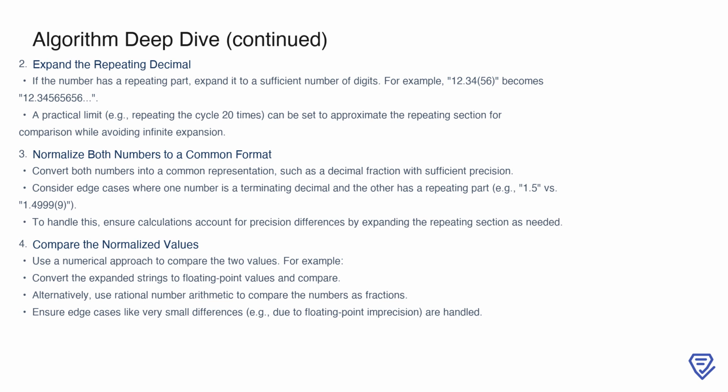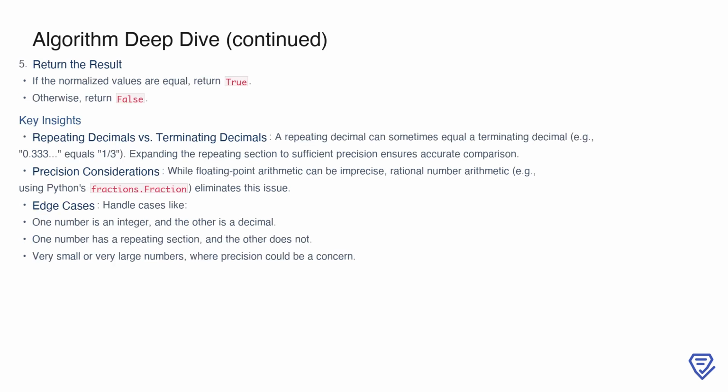This can be done by converting the expanded strings into floating point numbers or, more reliably, by representing the numbers as fractions. Using rational arithmetic minimizes issues with small differences caused by floating point imprecision, ensuring that our comparison is both accurate and robust. After normalizing both input numbers into a consistent format, we return the result of the comparison. If the normalized values are equal, we return true; otherwise, we return false.